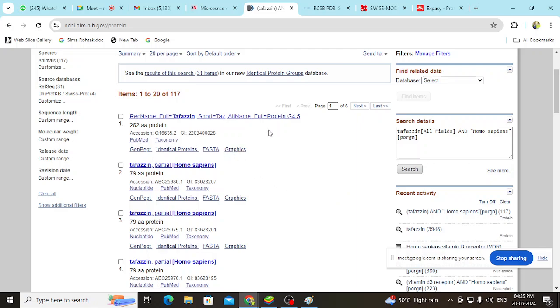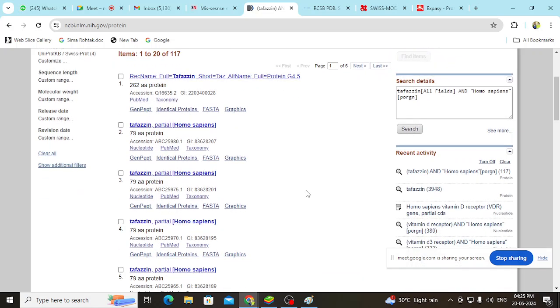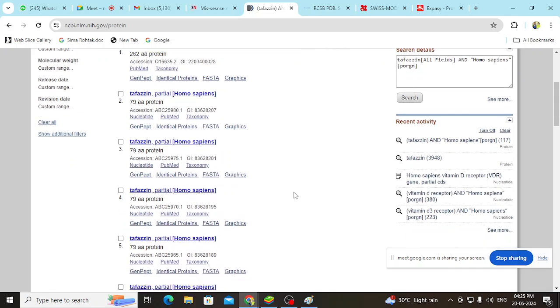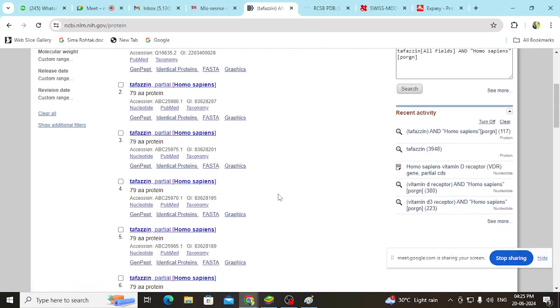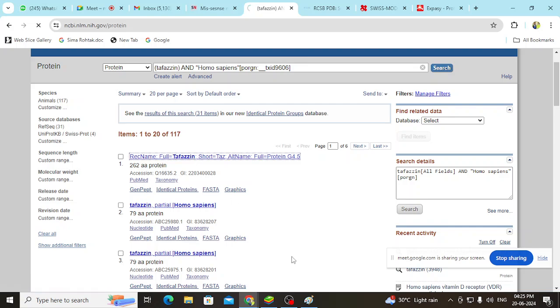So this is the human sequence, full protein. This is a partial protein. This is also partial. So we will take the full protein. This is the full protein, which has approximately 262 amino acids.